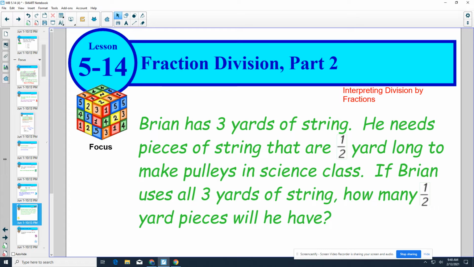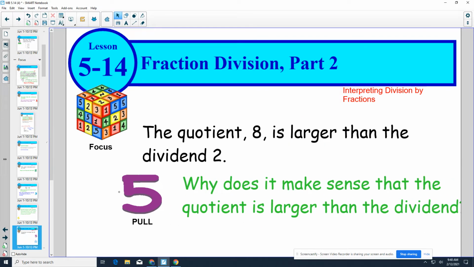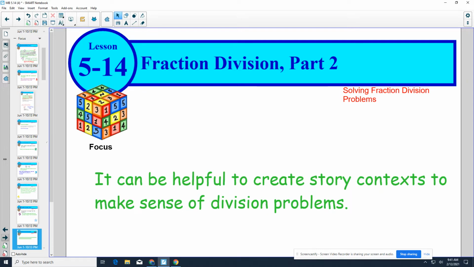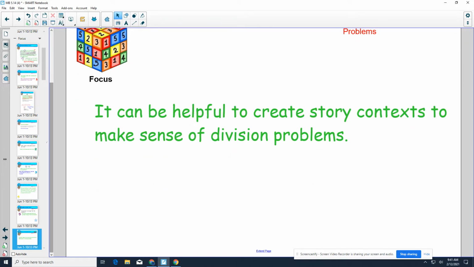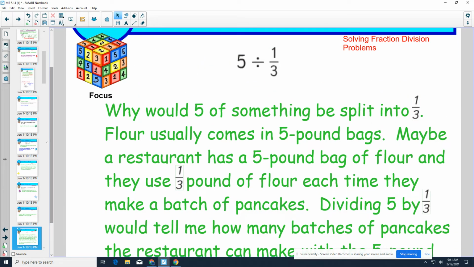So let's go back to here. Why does it make sense that the quotient is larger than the dividend? Again, when you think about that with the number 8 and you're dividing by a fraction that is less than 1, you're getting more pieces. You're breaking into smaller groups. It can be helpful to create a story context that makes sense of division problems, like a story problem. So look at this one: 5 divided by 1/3.